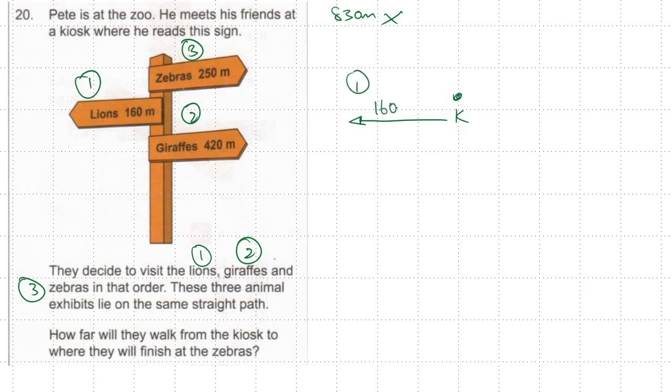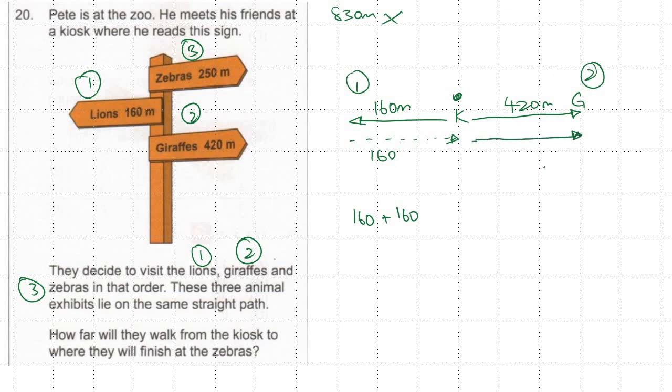Lion is 160 meters. And then I need to go to giraffe, but from here to here is what, 420, correct or not? Meters. This is giraffe, my second station. So here to here is already 160 meters. Then I need to walk back, right, to reach here. Here is another 160. And then I move further to here, at 420. And then I know that zebra is from this distance, this kiosk distance to here, is what? 250. This is my zebra, which is my third station.